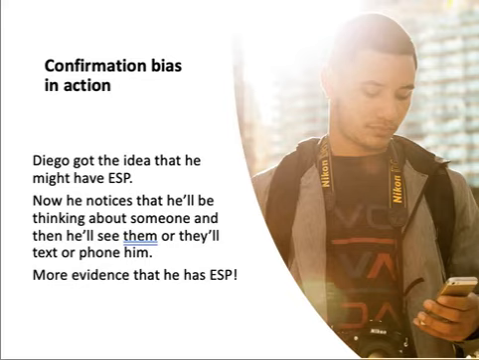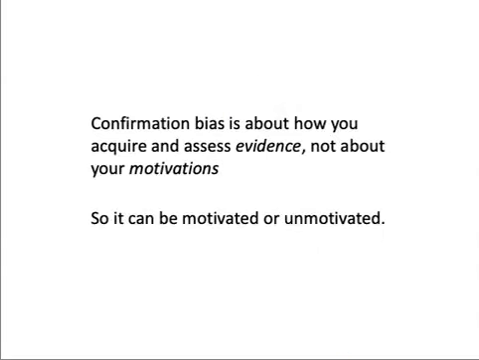Okay. So he then notices that he'll be thinking about someone and then he'll see them, or they'll text or phone him very quickly. And he takes this as evidence. He says, holy cow, this can't just be a coincidence. Whenever I think of someone, I see them. And so, for example, he thinks of his friend and then they end up calling him and he says, oh, it just happened again. This is evidence that I can read minds or be telepathic. Okay.